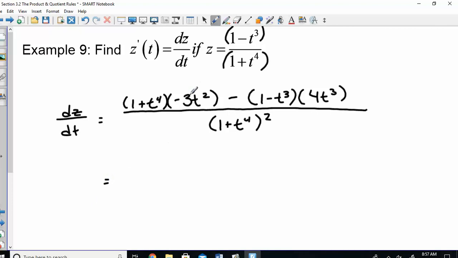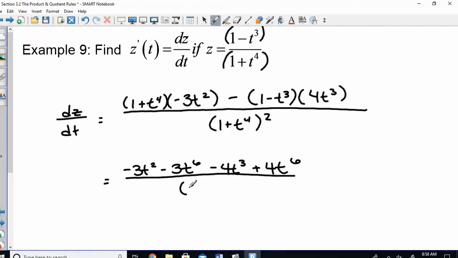We do need to clean this up as much as we can, so let's distribute this negative 3t squared. So we get negative 3t squared minus 3t to the 6th. For this, can I distribute my negative and my 4t cubed? So it's minus 4t to the 3rd plus 4t to the 6th. Over, you could FOIL out the denominator, but I'm not going to. It's not going to help at all.